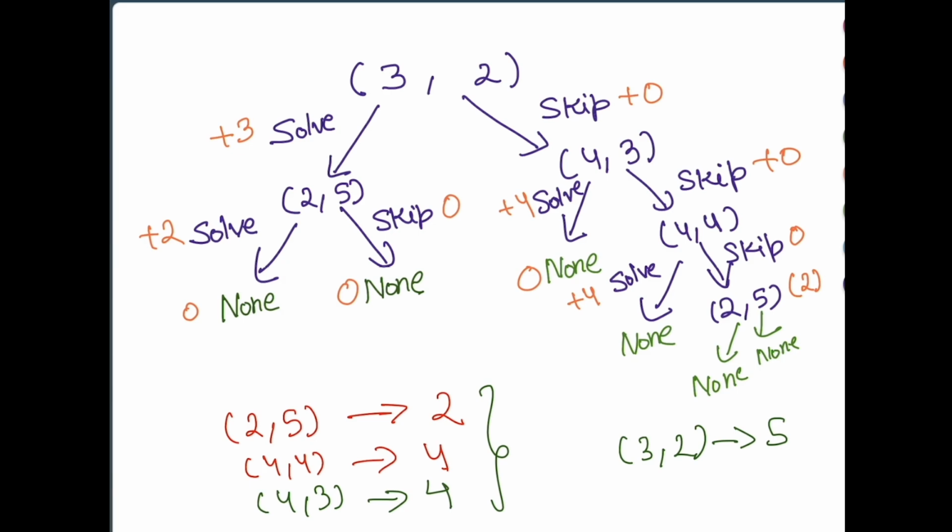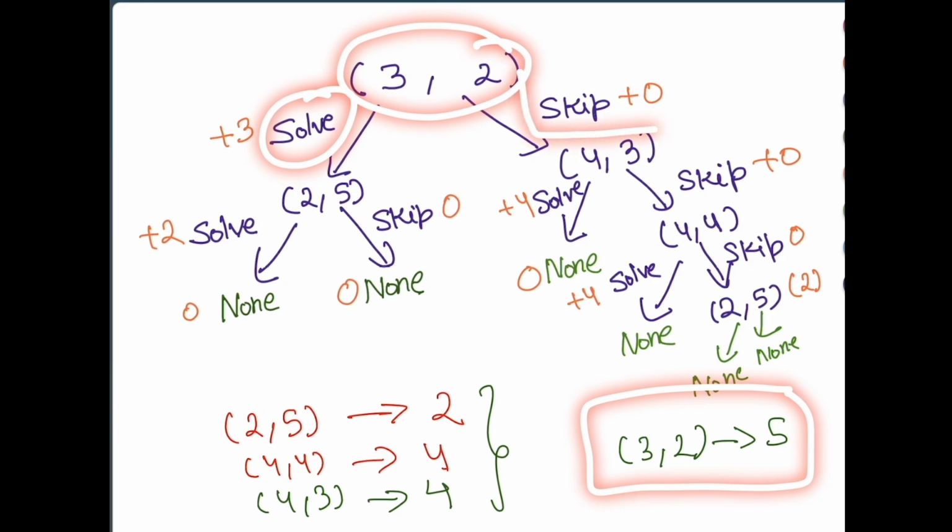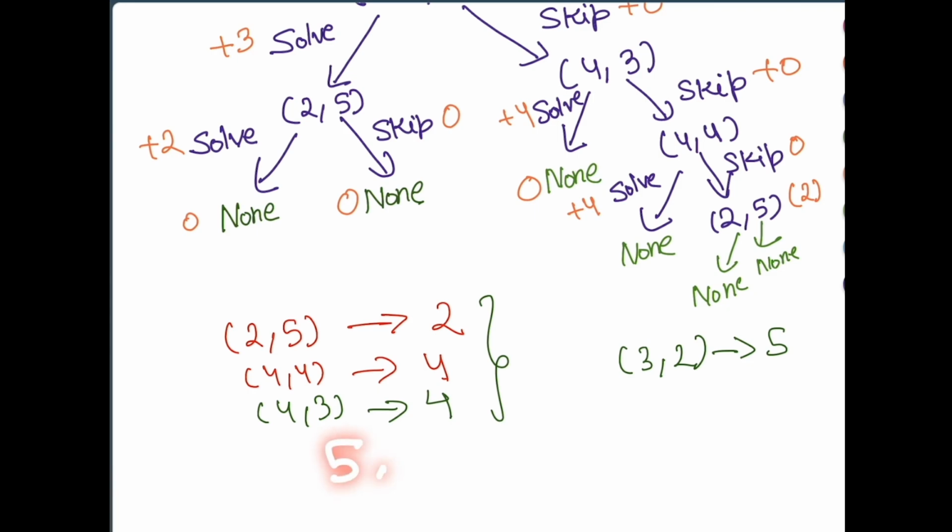And now if you see the most important data, if you are solving this 3 comma 2, you are getting 5 points. If you are skipping it, the maximum which you can get is 4 comma 3, 4, right? So you have a clear choice. You can solve it and get 5 points. You can skip it and get 4 points. So you will definitely solve it because we need the maximum value. And that is the complete explanation of this question.